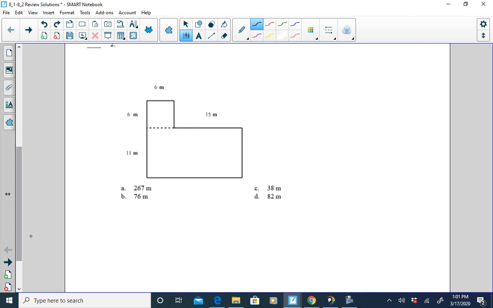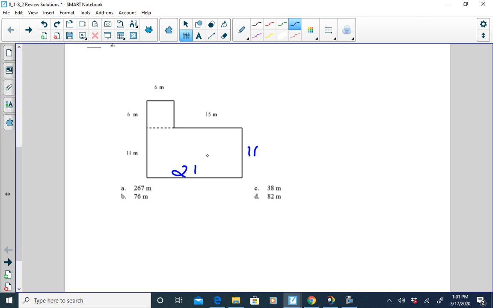All right, let's look at problem 2. Problem 2 is a bit easier because we don't have any circular areas or regions to find the perimeter for. So we just need the distance around this figure. Well, if this distance here is 11, we know that's 11. We need to find this distance here, which would be 15 plus 6. That's going to be 21.